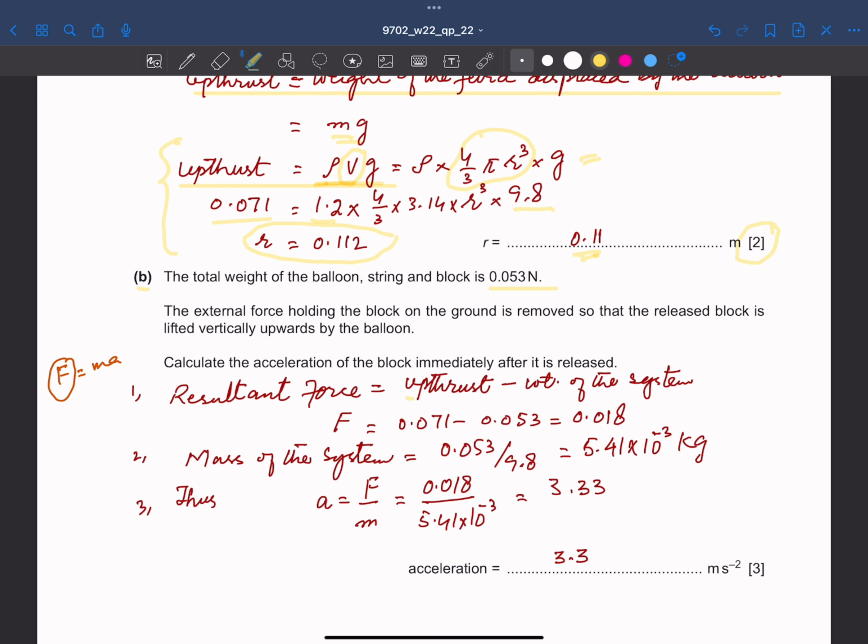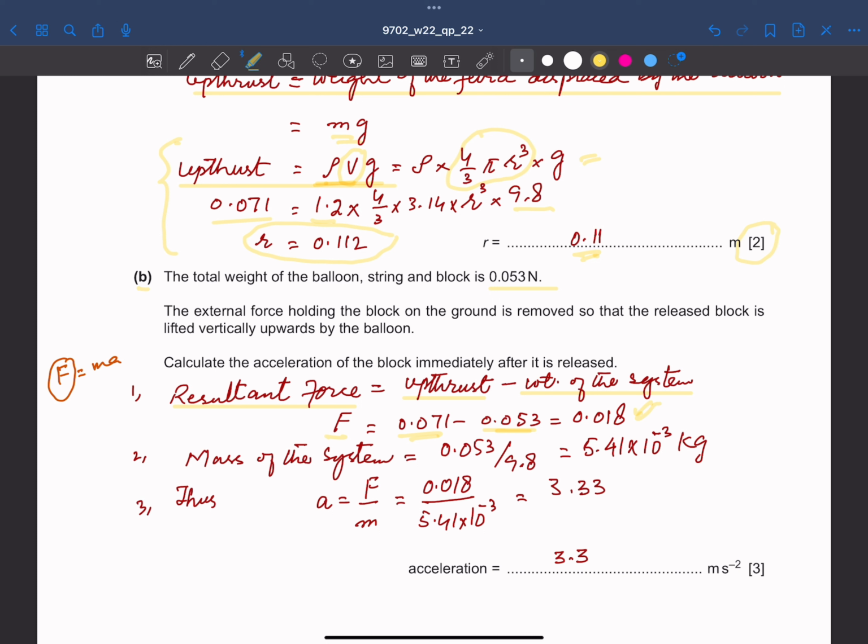Simply you can say the upthrust is upward and the weight of the system is the downward force. So the resultant force, of course, the upward force, which is nothing but F, and we are getting this value 0.018 when we subtract the value of weight from the upthrust.